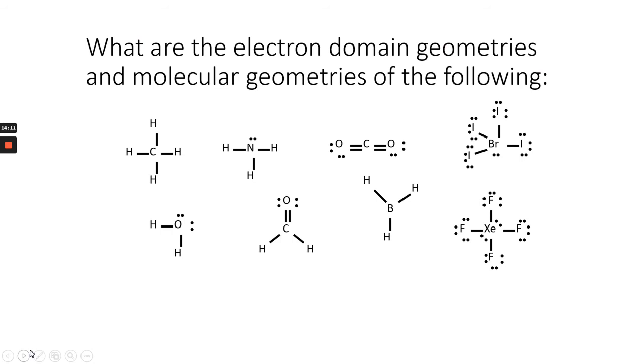So let's do some practice. Let's write the electron domain geometries and the molecular geometries for each of these compounds. The first thing we need to do is count our domains. So for this methane here, it has 1, 2, 3, 4 domains. 4 domains, the electron pair geometry is tetrahedral. And since they're all bonds, the molecular shape is tetrahedral.